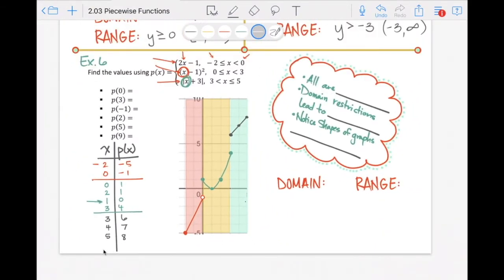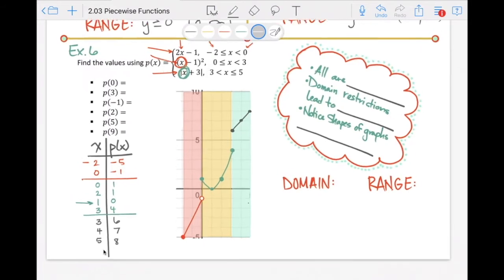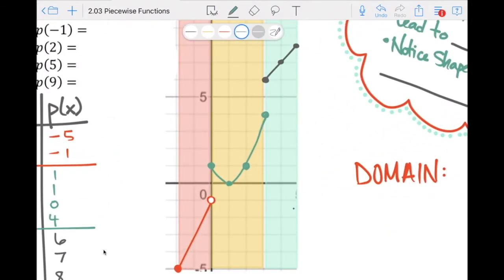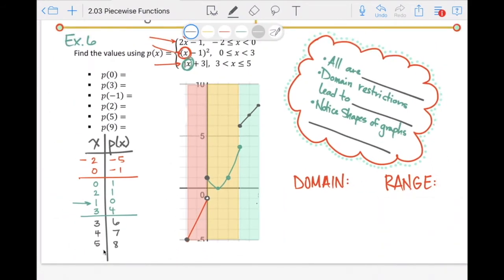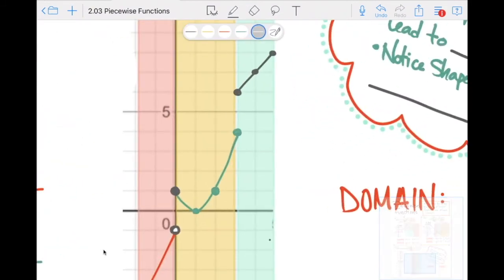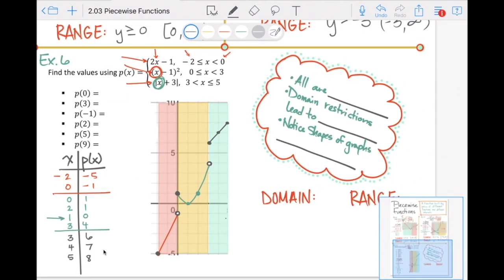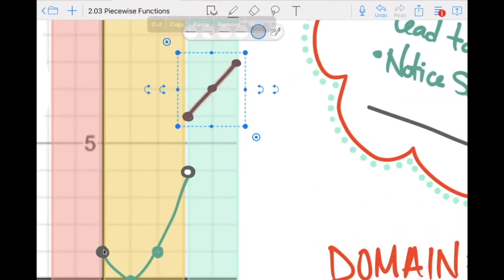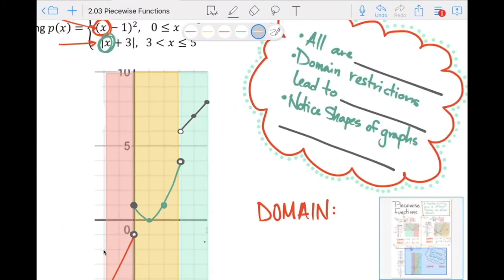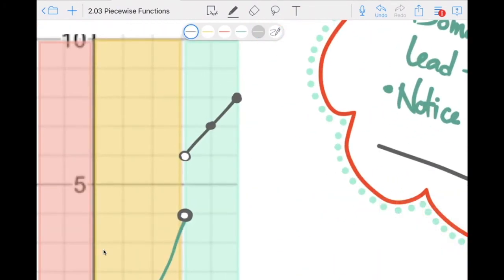Now, for the parabola part of the piecewise function, 0 is included. For that, I'll make these really obvious. So 0 is included as part of the domain for the parabola portion, but 3 is not included. And for that last section, again, 3 is not included, but 5 is included, so we'll leave it as is.